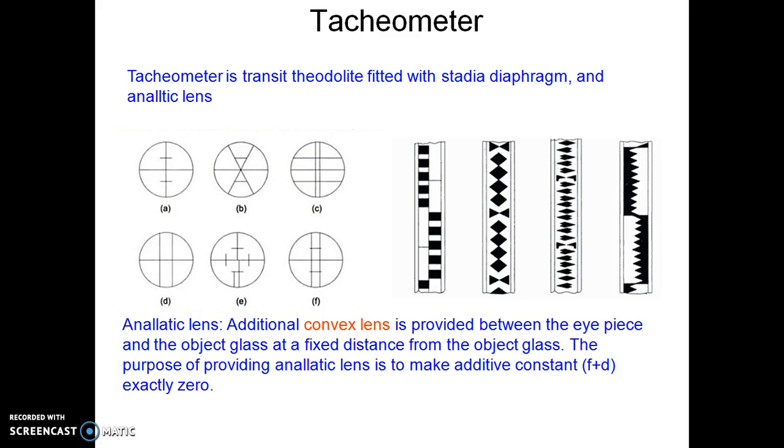Here the concept comes about the analytic lens. It is an additional convex lens provided between the eyepiece and the object glass at a fixed distance from the object glass. The purpose of providing the analytic lens is to make the additive constant, that is the focal length plus the distance, exactly zero. How is it possible? Let's see.